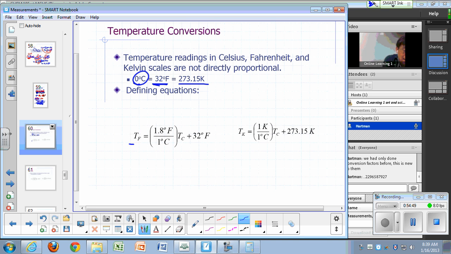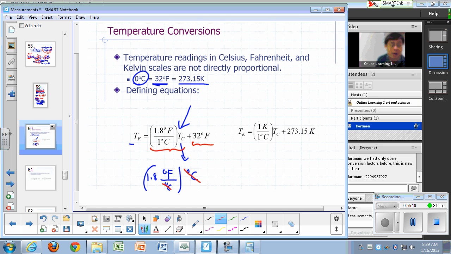So the defining equation is, in the case of Celsius, whatever temperature you have in Celsius, you multiply it by 1.8, and then add 32. Now, for unit consistency, since this is going to be degrees Celsius, the 1.8 unit must be degrees Fahrenheit over degrees Celsius. That way, your unit cancels out. So the result of this multiplication should be in Fahrenheit, and you add that to 32 degrees Fahrenheit to get the temperature in Fahrenheit.